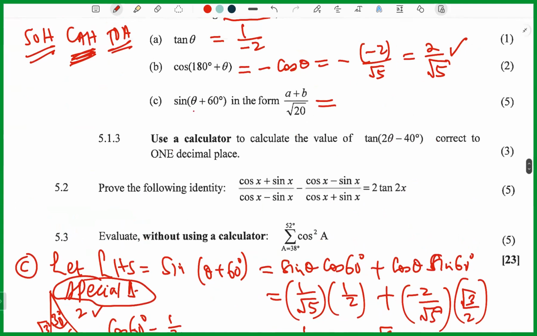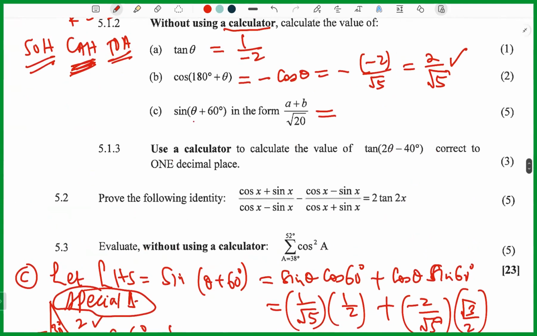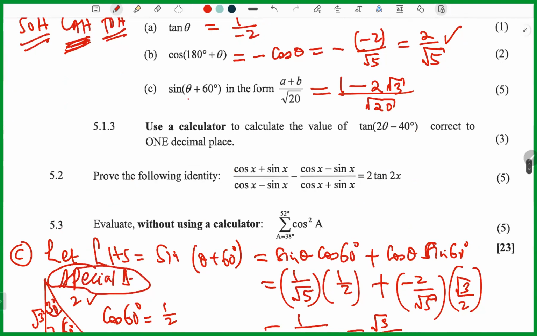Okay, this video is being recorded, so you'll have access to this. So in other words, if we come to this question, we ask what the answer is to this one. So this is actually 1 minus 2 the square root of 3, which we found at the bottom, all divided by the square root of 20. Now to look at 5.1.3, use a calculator to calculate the value of this one, correct to 1 decimal place. And this time around, you need to use a calculator to answer this question.